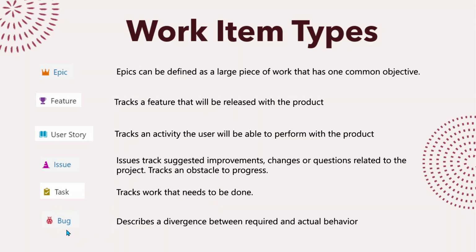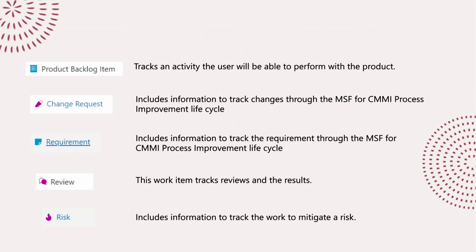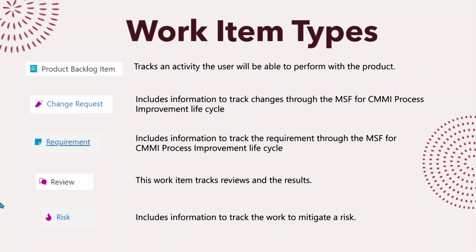And next we have Bug. In a few other terms we call it a defect, but here in Azure DevOps you call it a bug. A bug describes the difference between the required and actual behavior. It's similar to a defect, but the term used here in Azure DevOps is bug. That's all. So this is our first slide. Next we have a few other work item types as well.